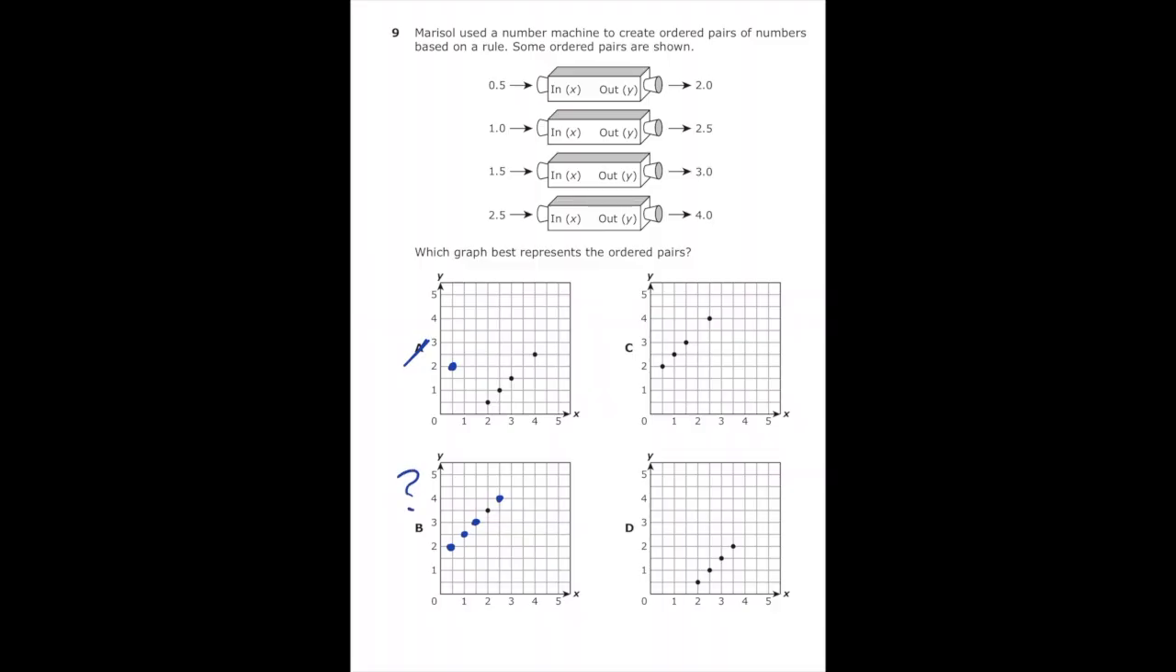back to that one in case the other ones aren't correct, but I'm going to make sure that there's a better answer. So letter C, we have 0.5 and 2. We have 1 and 2.5. We have 1.5 and 3. And then 2.5 and 4 is there. So this one is exactly like the question. So we're going to go with letter C.